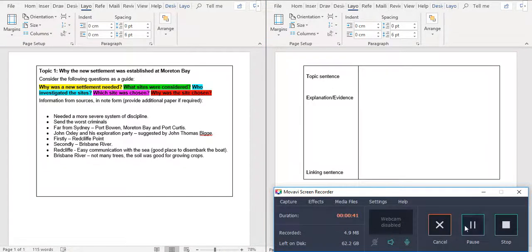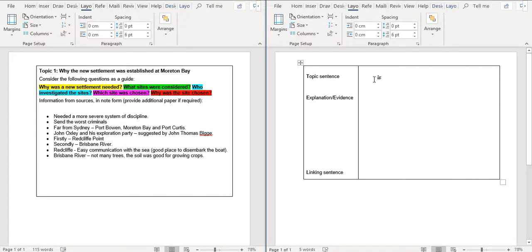So let us begin. Our topic sentence, we obviously need to be writing about what our topic is, and our topic is why the new settlement was established at Moreton Bay. Our topic sentence isn't a question, so we need to change our question into an actual sentence. So we can say something along the lines of: a new settlement was established at Moreton Bay.